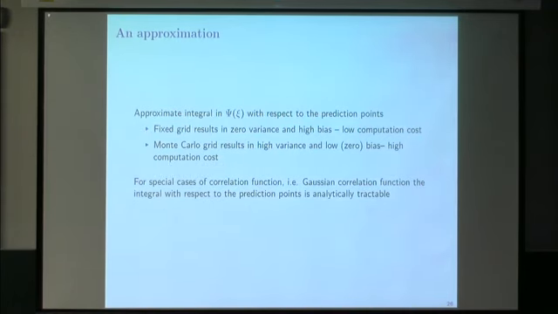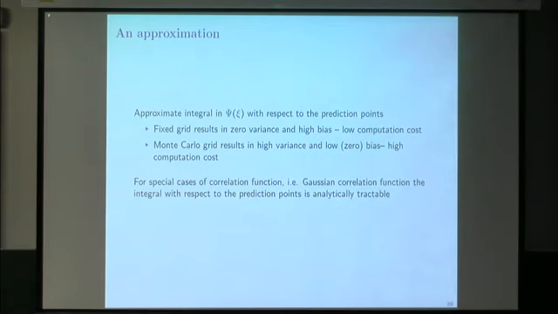So the second integral now is with respect to the prediction points, because we don't know where we want to predict, so we want to integrate out this uncertainty as well. Again, it's a bias-variance trade-off. We can use a fixed grid, which results in zero variance but high bias and low computational cost, or a Monte Carlo grid, which results in high variance and zero bias and high computational cost. If we know where we want to predict, we go for the fixed grid, and this saves us time.